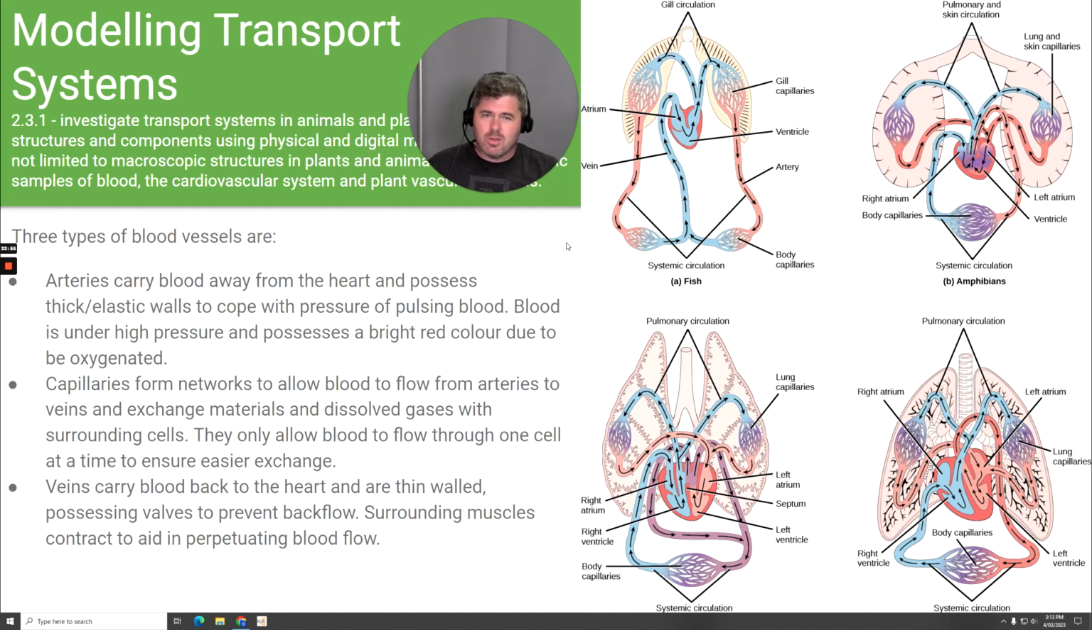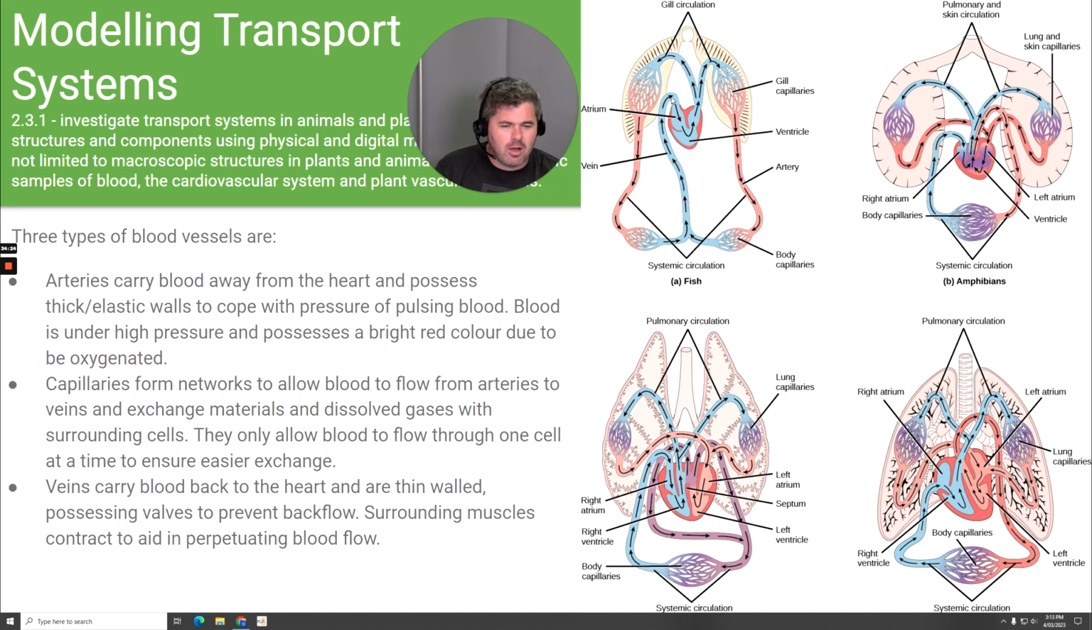Please ensure that you pause the video and get that down, but also ensure that you find an image like this on the right hand side that compares fish, amphibians, what looks like a chicken and a human, and ensure that you get those down too. Copy and paste that from somewhere off your Google Images search, okay? Because we can see here that each one has a different style of heart.